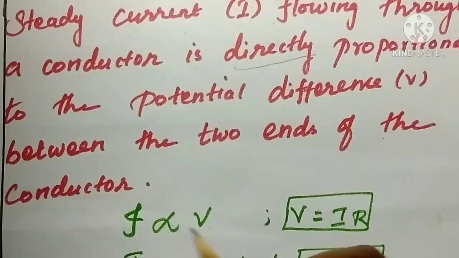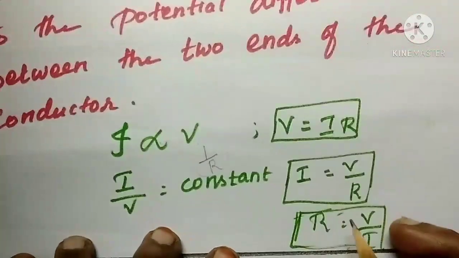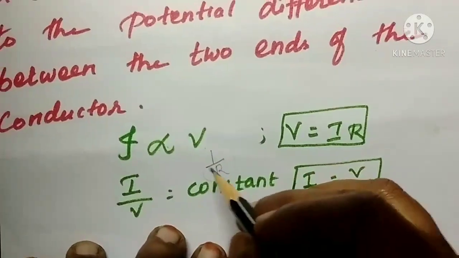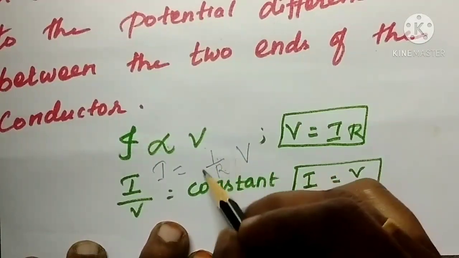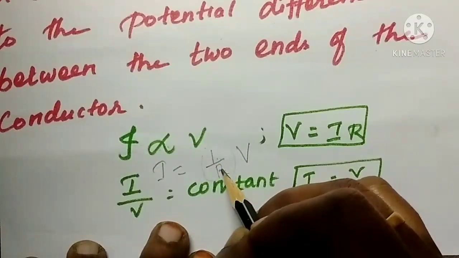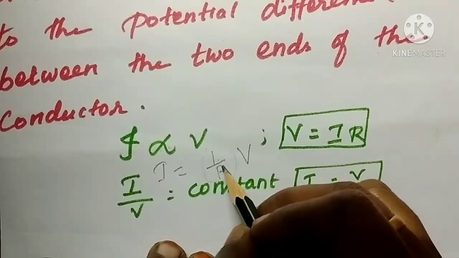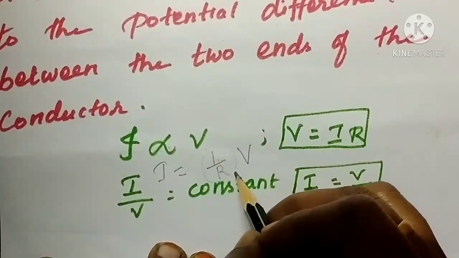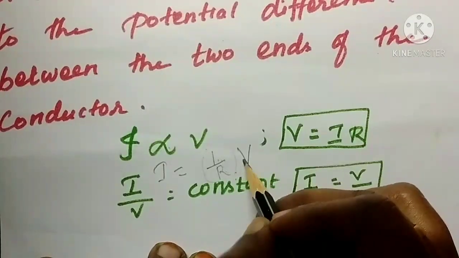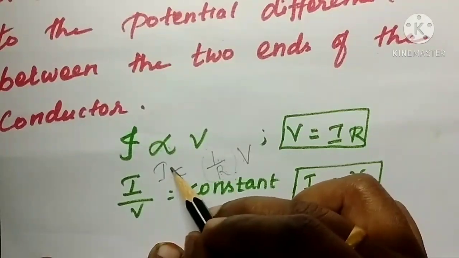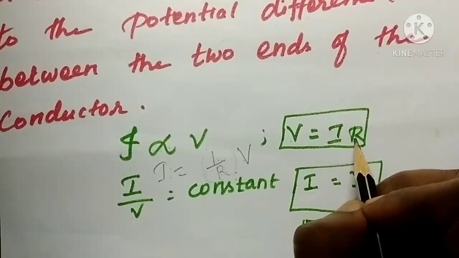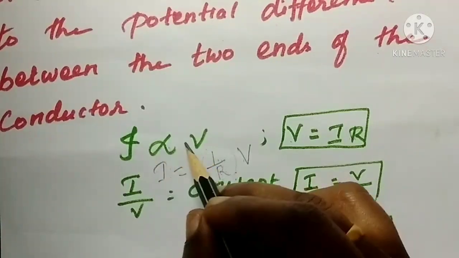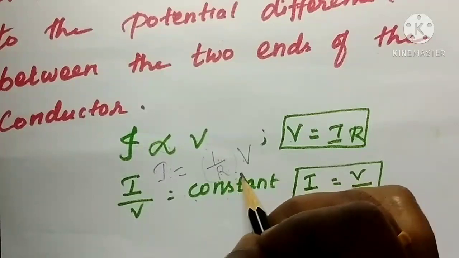Now, taking this proportionality, we can write it with one constant, and that constant is 1 by R. So I is equal to 1 by R into V. This R denotes resistance. Now by using this expression, we can write V is equal to I into R. Potential difference is equal to current into resistance. And from I proportional to V, I by V is equal to a constant, and that constant is called the resistance.